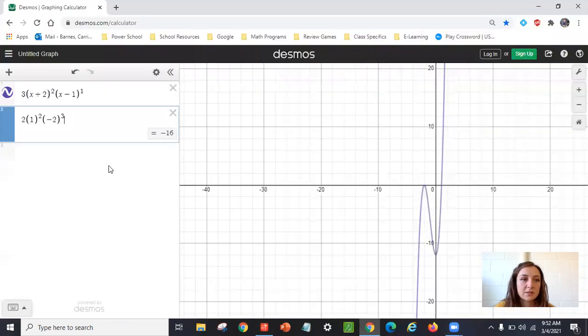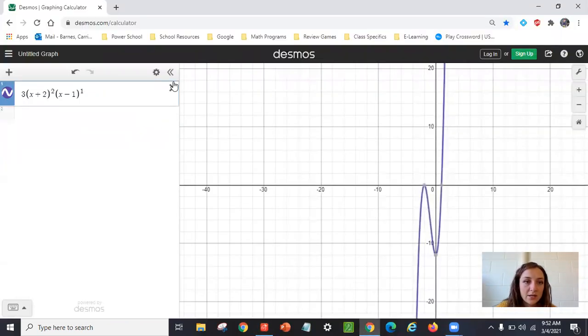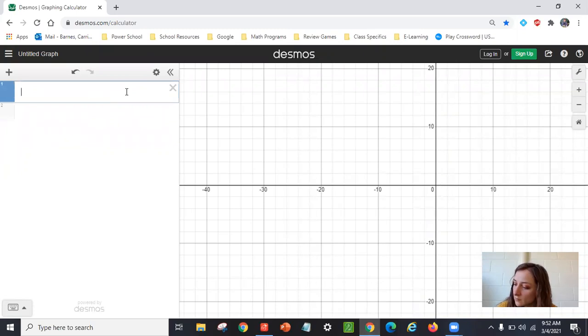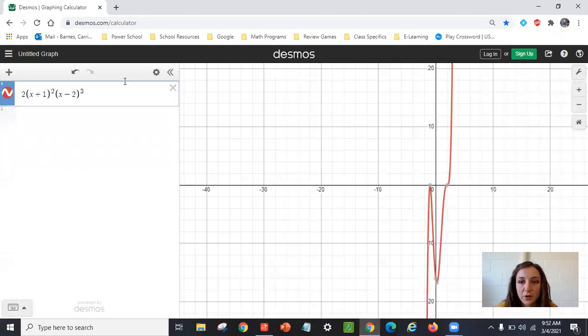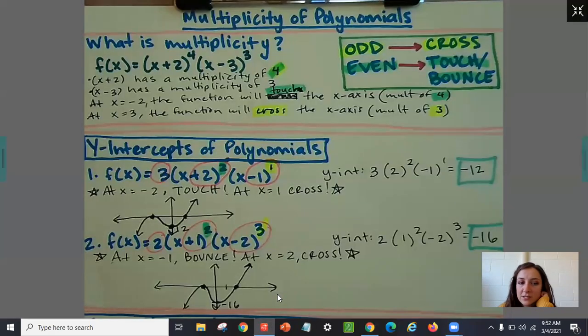So let's go to Desmos, and here is our function. 2 times x plus 1 squared times x minus 2 to the third. Okay, and you can see it's bouncing at -1, it's crossing at 2, and it is going through the y-intercept at -16. Okay, so this all checks out, and that is all that we're going to do for this section.